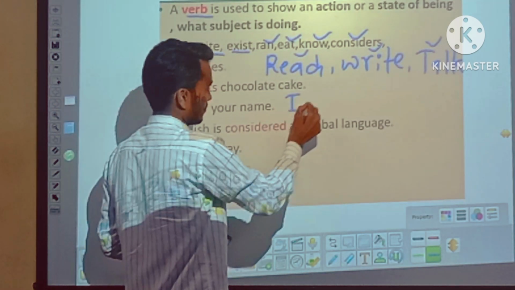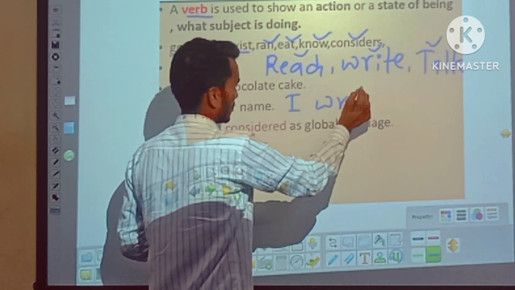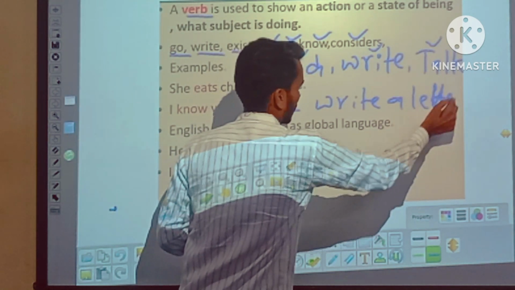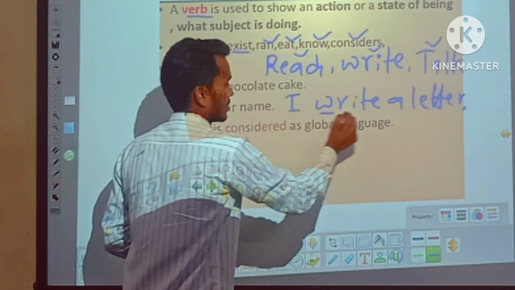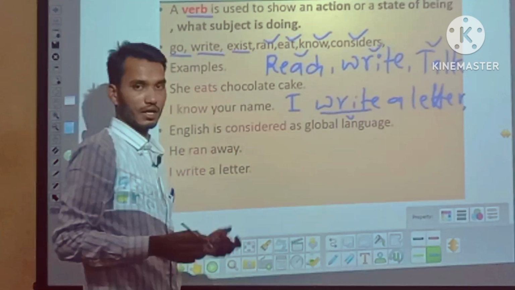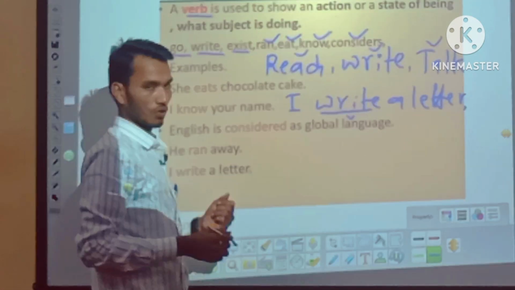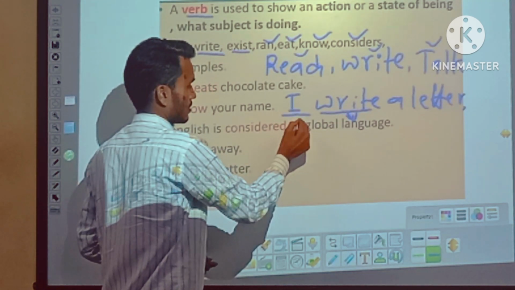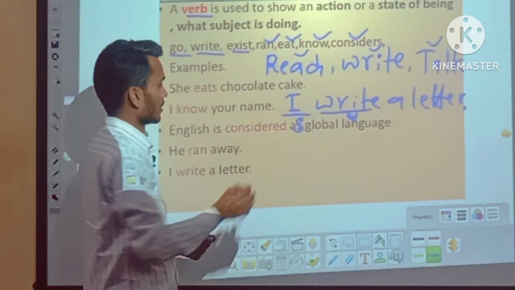Right, let me give you one more example. I write a letter. Here write is a verb. Why? Because it tells the action of a subject. Here the subject is I.